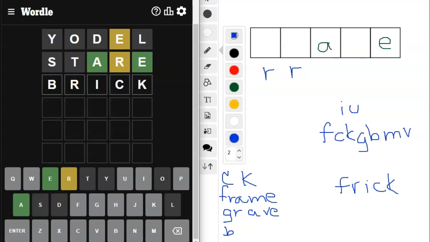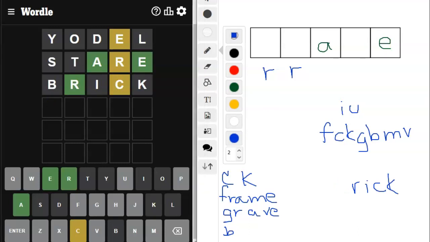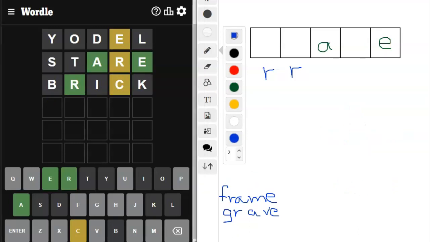Let's see what this gives us. I'm a little bit worried it's not going to give us anything. Ooh, it gave us the R placed, and it gave us a C. So let's find out what we can do with that C. I remember the word crave, but I'll look through quickly just to see if it could be anything else, because we really had to narrow things down.